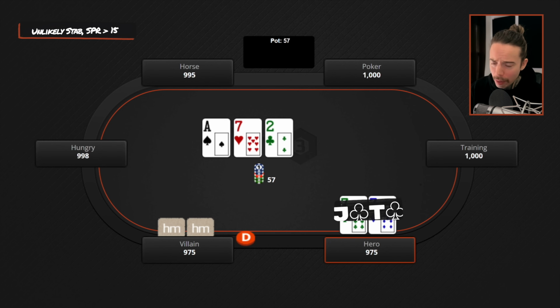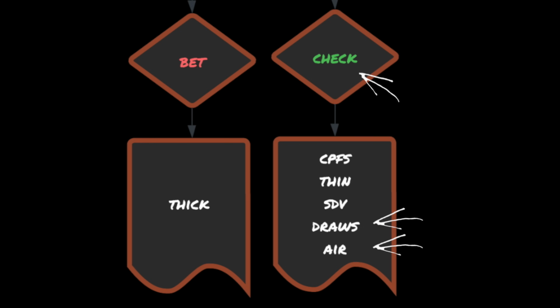And then what if we had an air ball here, a hand like jack 10 of clubs or something like that on this flop? Well, let's go back to our chart, and you see here with our draws, with our air, we are also checking here, because even if the board is not exceedingly likely to get stabbed, our opponents are still going to put in money when they have their super strong hands. Their hands like 2 pair, their hands like sets, their hands like top pair, top kicker, top pair, good kicker.